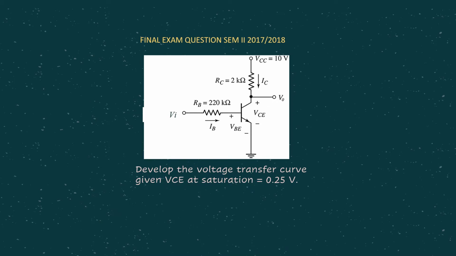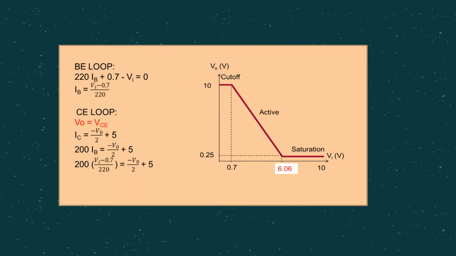Here is a similar example to the one that we discussed just now related to voltage transfer characteristics. So please use this example coming from Final Exam Questions, Semester 2, 2017-2018, for you to do your own self-revision. In this case, VCE saturation is given as 0.25 volt. The answer is given here, but again, you can do this example for your own self-revision, okay?